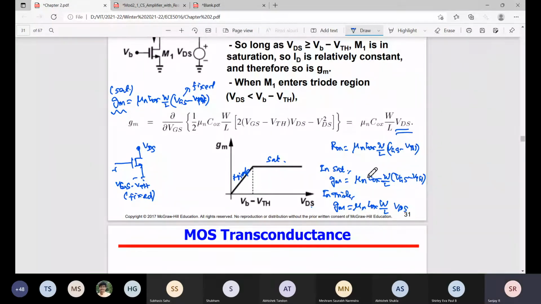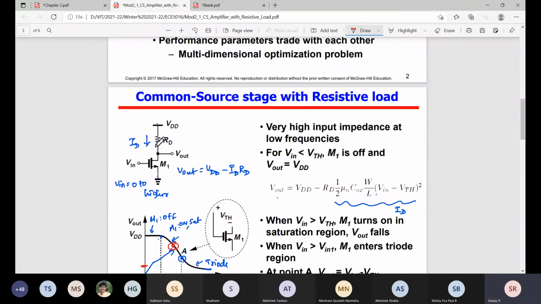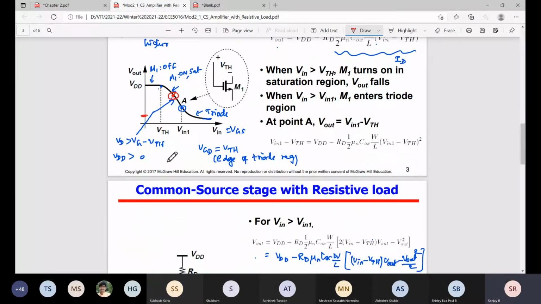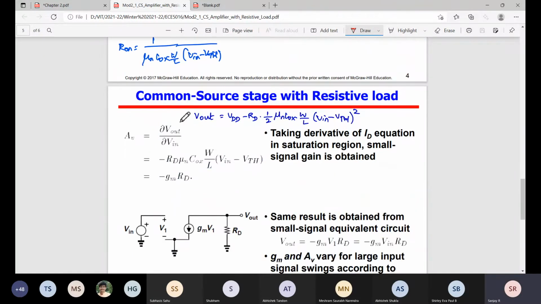Fine. So that's why we want to operate our transistor in the saturation region, because more GM is there. Here less GM will be there, because with respect to VDS, you can see VDS is there. What is VOUT? VOUT equals VDS. Now it is understandable? No response. Okay. So we want to operate our transistor in the saturation region.